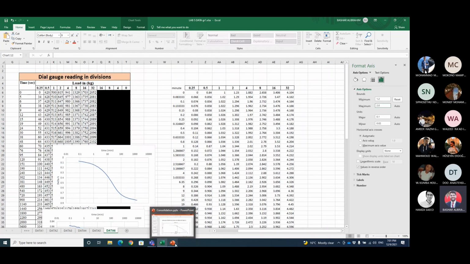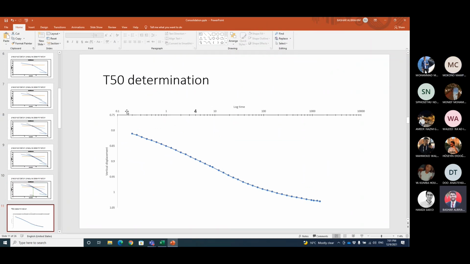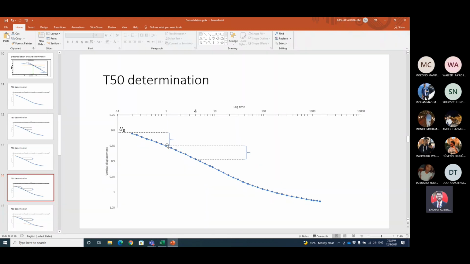Okay, now let us check what we will do with these figures. Here we have T50. It is similar but with less concavity, not like the one I showed. First of all, you come to 4 minutes over here, and you draw a horizontal line. Then you come to 1 minute and draw another horizontal line. You measure this distance, and you put it on top of the 1 minute line. So same distance, this and this, they are equal. This is to find what we call U0.